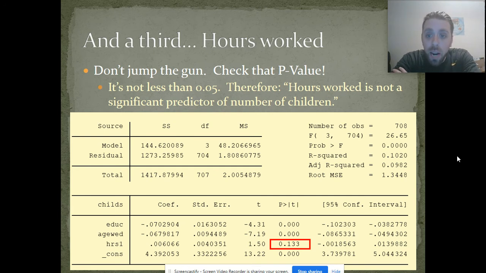But controlling for hours worked did alter the findings of age at first marriage and education. The coefficients changed slightly, but they never became insignificant and they never switched their sign. They maintain negative relationships with number of children they have.